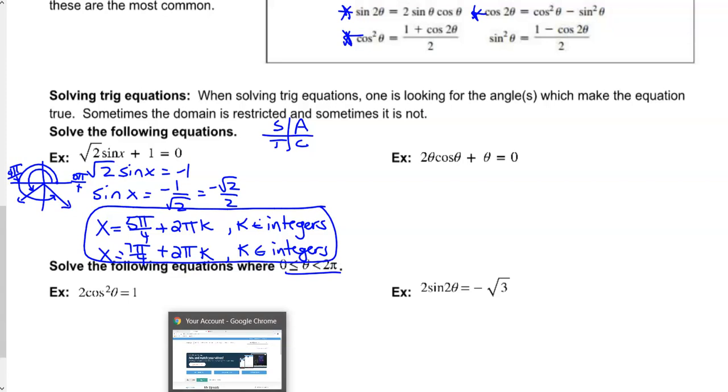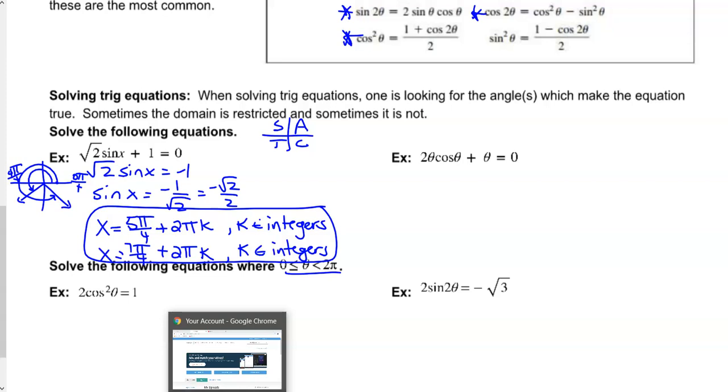For sine, cosine, secant, and cosecant, you're going to have a period of 2 pi. But if you're working with tangent or cotangent, then that would be a plus pi k or a plus pi n, because it repeats every 180 degrees. Okay? All right, let's try this guy.